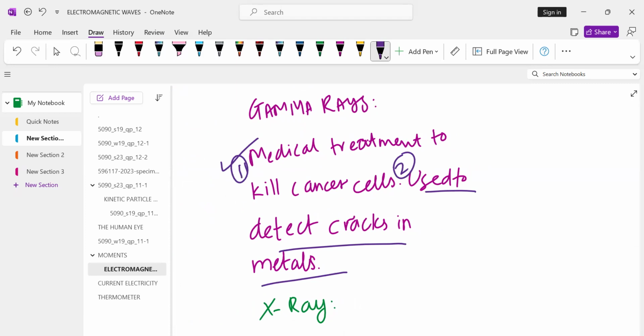You should at least memorize them, or at least remember them, because such questions usually appear in P1 as well as in P2. In P1, the examiner may give four options, and one of them is, for example, medical treatment to kill the cancer cells, and they are asking you to identify the correct use for the gamma rays, or which of the following is the use of the gamma rays. So three options would be wrong and one of them would be correct, for example, medical treatment to kill cancer cells or used to detect the cracks in metal.